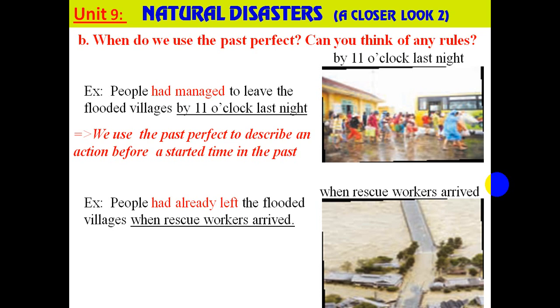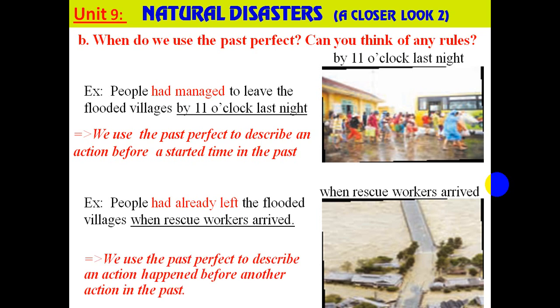Đội cứu hộ đến là quá khứ đơn. Cái xảy ra trước là rời khỏi làng bị lũ, rồi mới đến. Hành động xảy ra trước thì dùng quá khứ hoàn thành, còn hành động xảy ra kế tiếp sau, khi công nhân cứu hộ đến, thì dùng quá khứ đơn. Các em lưu ý đây là một câu phức, có liên từ when chỉ thời gian đặt ở giữa.